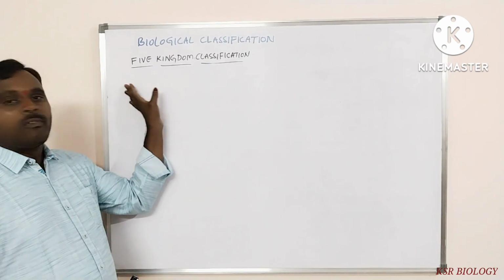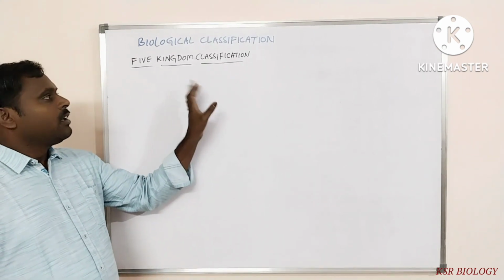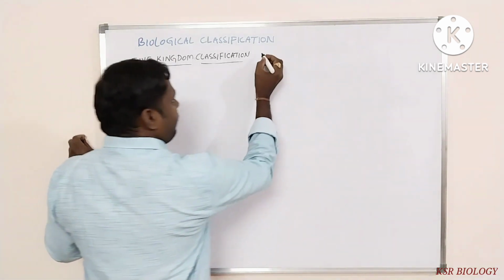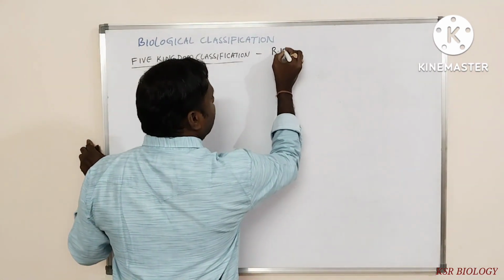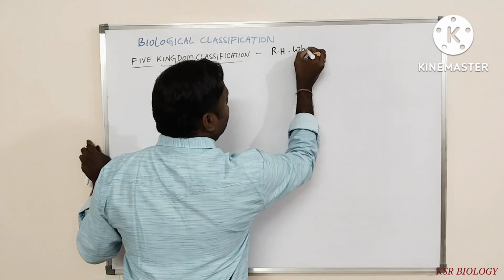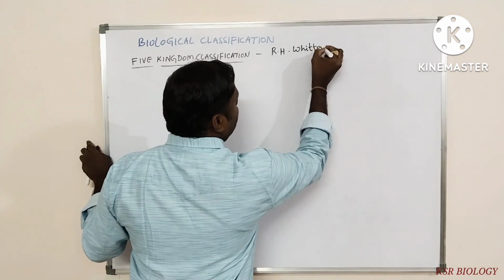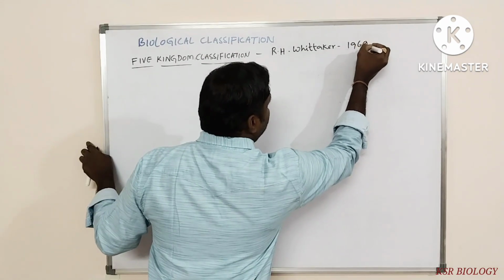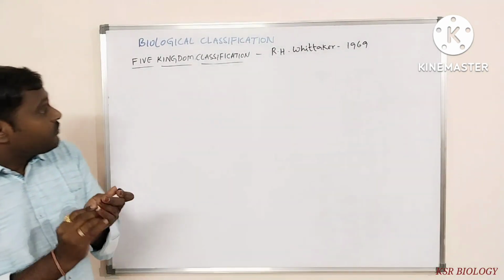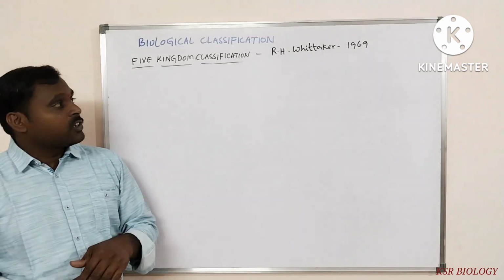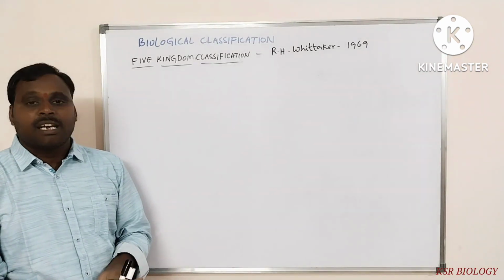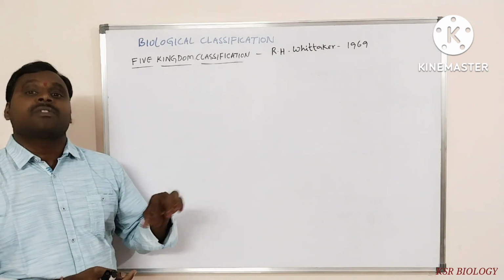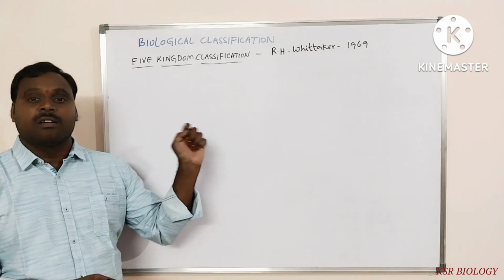So now, the five kingdom classification. This five kingdom classification was proposed by R.H. Whittaker in the year 1969. So who proposed the five kingdom classification? R.H. Whittaker in the year 1969. So what is the criteria used by him to classify the organisms into five kingdoms?